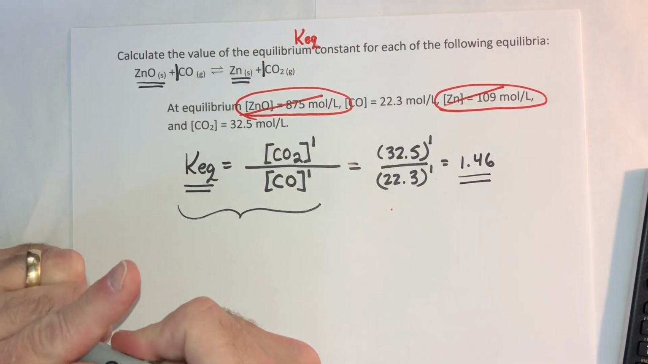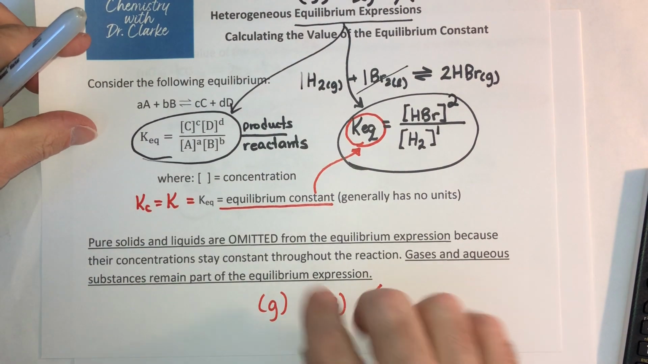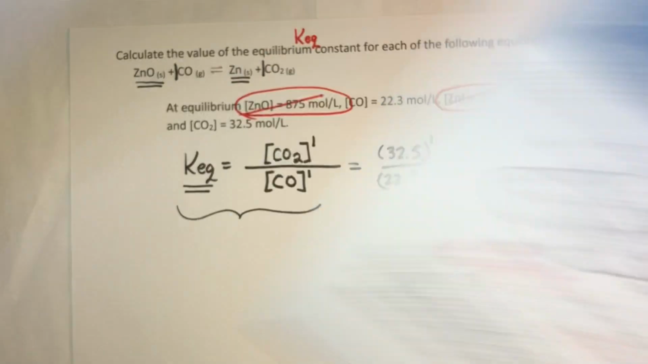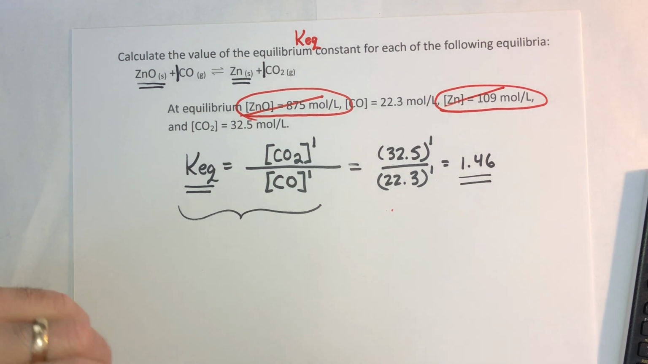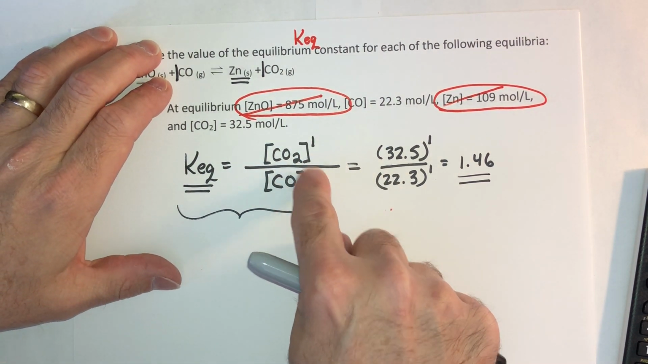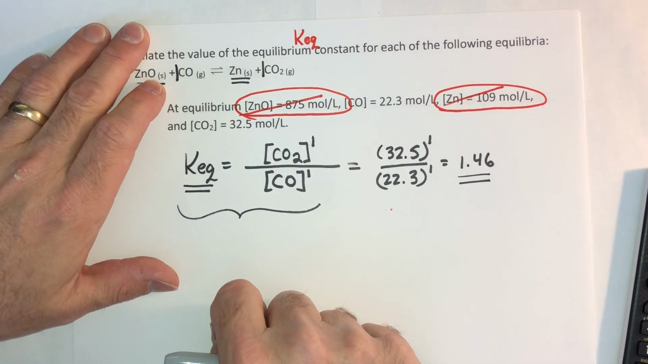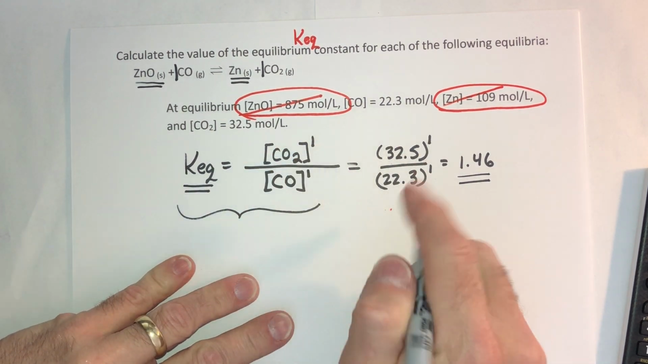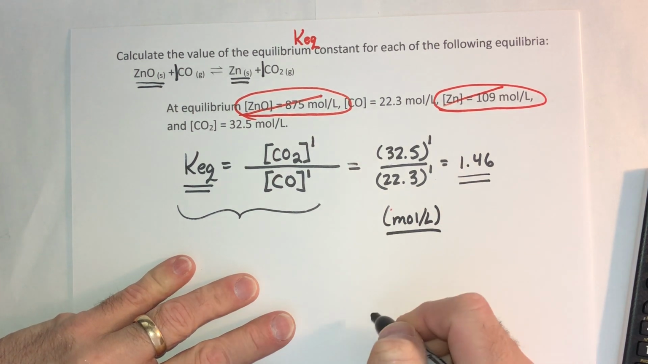And what I should have mentioned perhaps on the first page, because I do have a little note here, your K's generally don't have units. So when I find the value of K, generally I don't put a unit in. And the reason for that is because depending on what the powers are, the units are going to be different for every single equilibrium. For this one right here, this is concentration. So this should have been moles per liter.